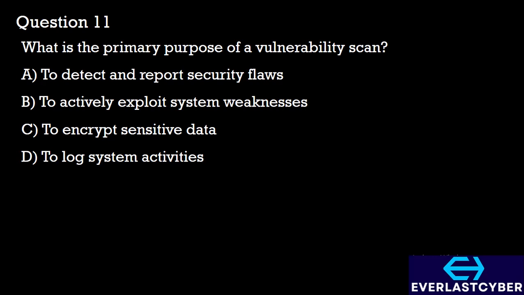Option B describes exploitation or penetration testing, and this involves actively trying to compromise systems. Vulnerability scans do not exploit weaknesses, they only help to identify them. In option C, encryption protects data confidentiality, but with respect to the question, vulnerability scans focus on identifying the security flaws and not on encrypting data.